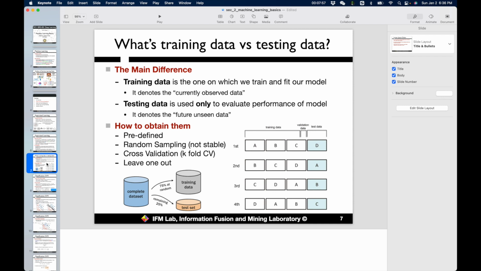For example, for images of animals, we know this image is about a dog, this image is about a cat, this image is about a bird. Then they are all labeled when we see them before, right? And what about the testing set? The testing set is used only to evaluate the performance of a model. It denotes the future unseen data set. So we train a model on the training set and want to demonstrate this model is useful for future data we never met before, right? And then we can apply the model to the testing set to evaluate the performance of the model.